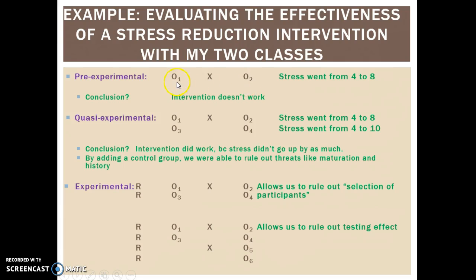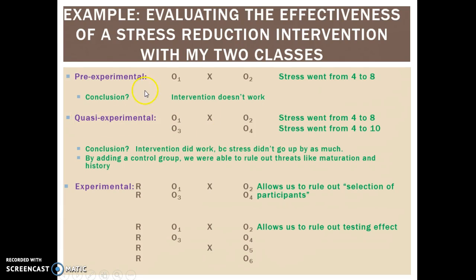Let's say, at pretest, your average stress score was a 4 out of 10. And at post-test, your average stress score went up to an 8. So your stress actually went up from 4 to 8. What would your conclusion be about my intervention at that point? If we just use this pre-experimental design, what would your conclusion be? The conclusion would have to be, your intervention sucks, right? It doesn't work because you went from stress level of 4 to 8. So the only conclusion you can draw at that point is the intervention doesn't work.